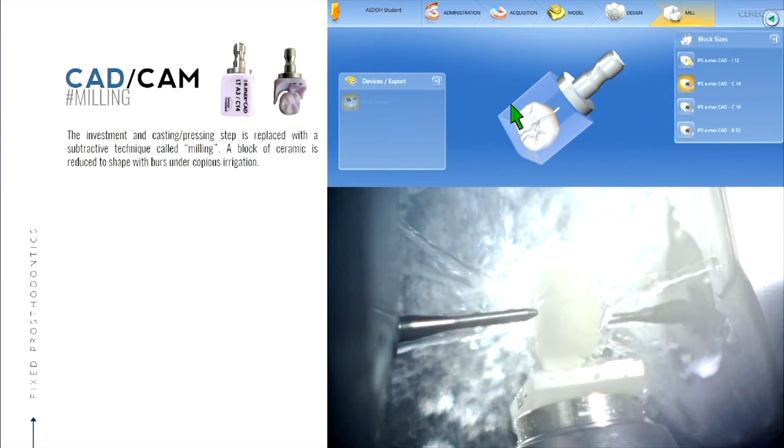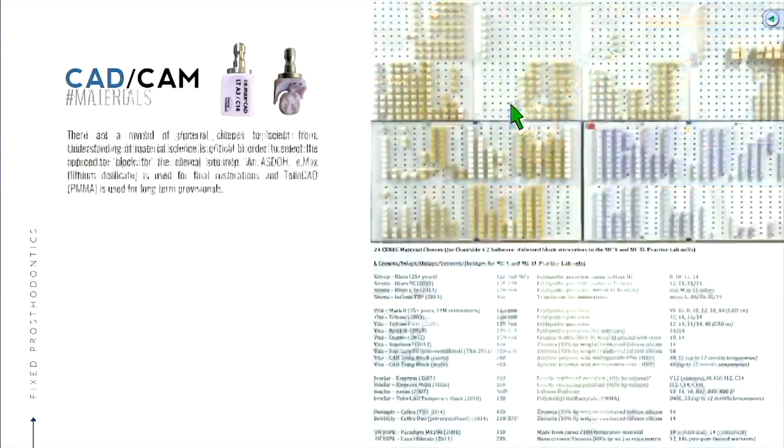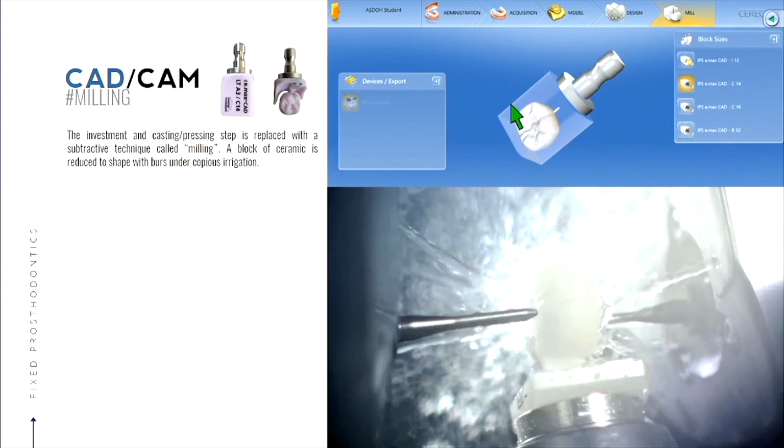And then the milling of Emax, you start with an Emax block in the uncrystallized state that you then subtractively mill and then fire to get the strength back. All right? So there's plenty of other materials that fall in that category too that you can either press or mill. Empress is another type of material that you're able to do. And they also make feldspathic porcelain, just blocks of that you can mill.